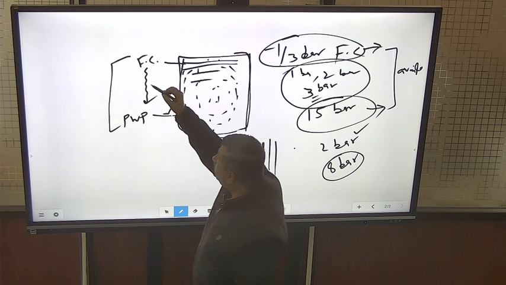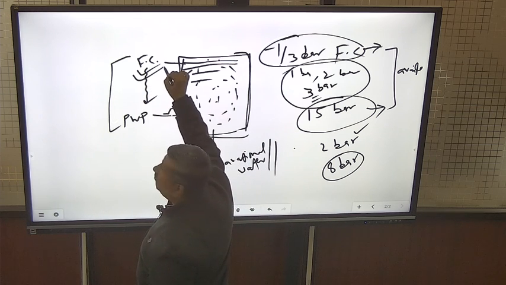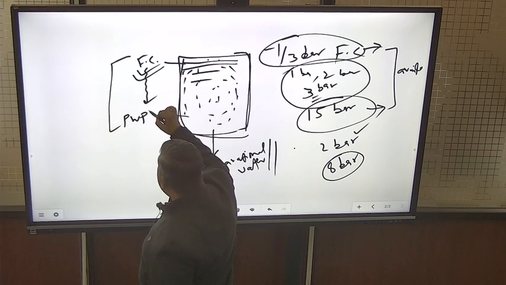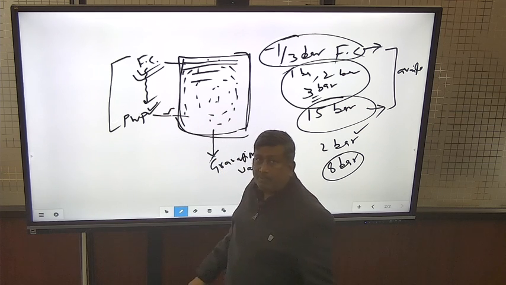इसका मतलब जो मैक्सिमम अवेलेबिलिटी हो रही है, जो मैक्सिमम ईज है, वो यहाँ पे है फील्ड कैपेसिटी, नियर फील्ड कैपेसिटी, and highest force is required at permanent wilting point.